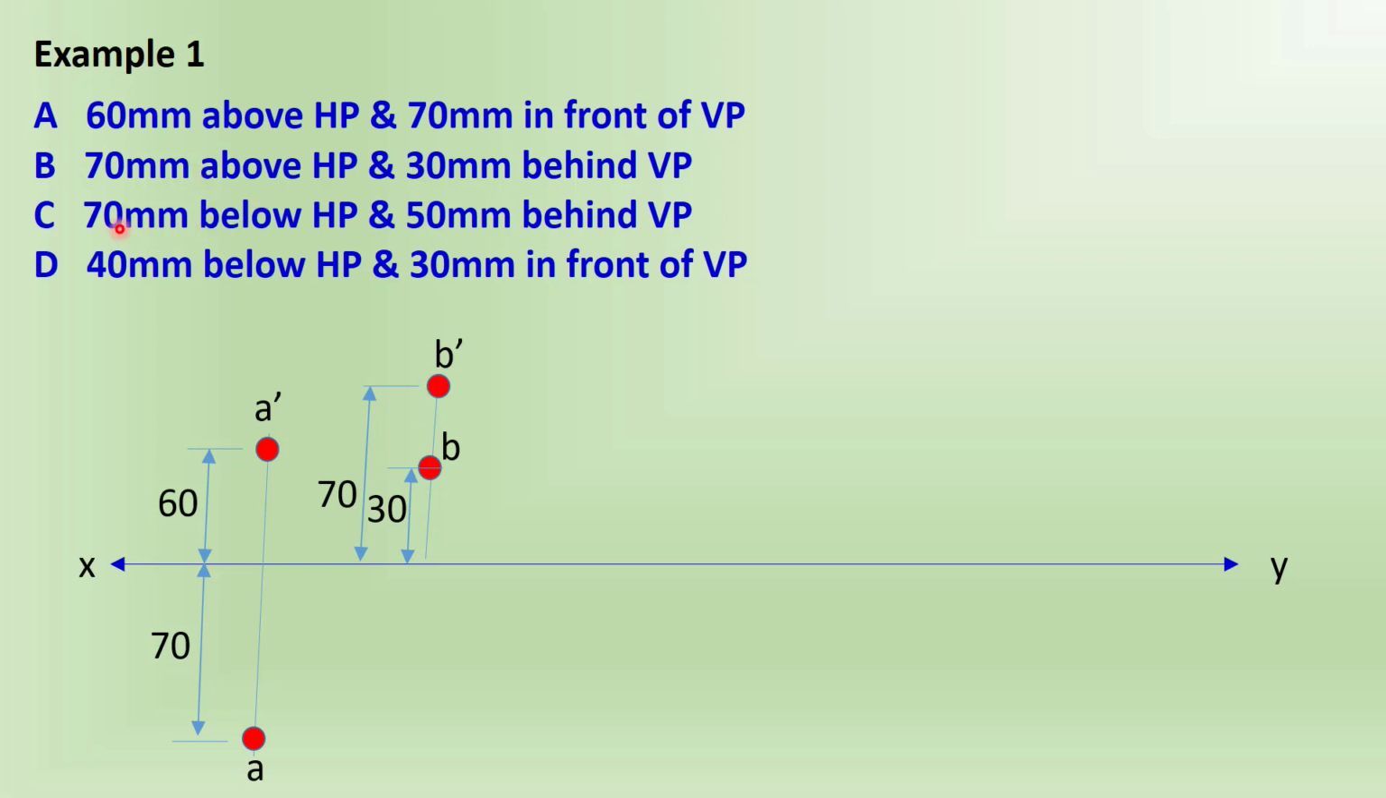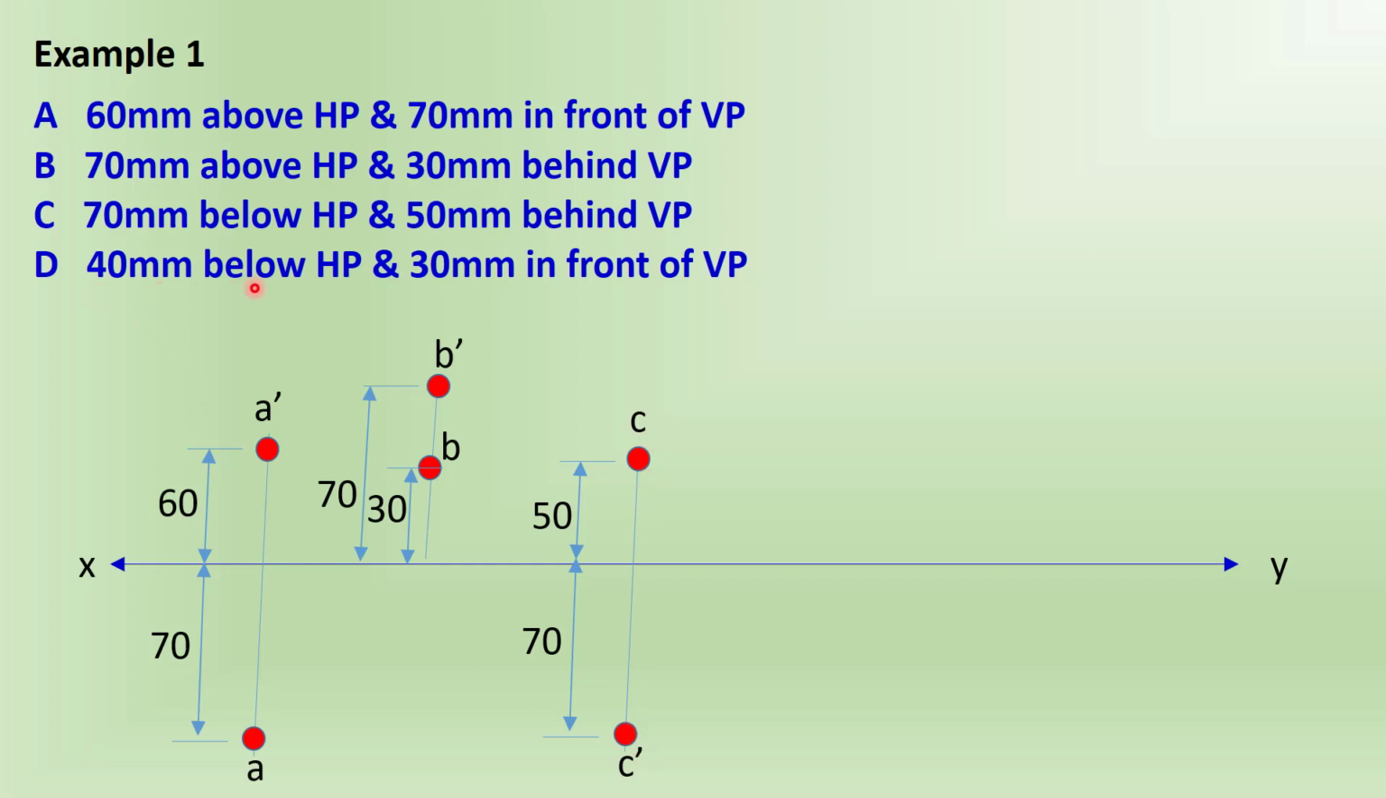So now let us take the third one, that is C. Point C is 70 mm below HP. Below HP means elevation will be below XY line and it will be 70 mm. And 50 mm behind VP. So plan will be above XY line. See, plan is above XY, it is 50 mm. And elevation is below XY and it is 70 mm. So C and C dash.